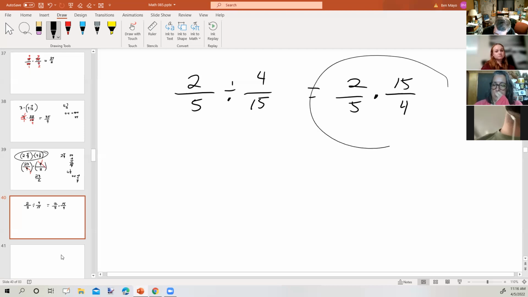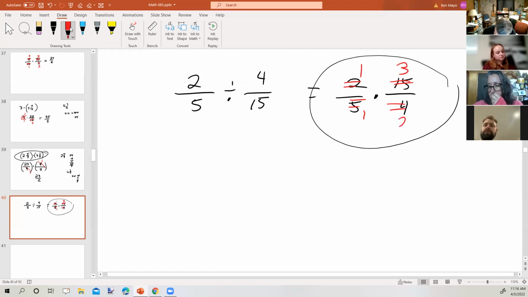Once you've got it as a multiplication problem, then you go back and do what we've been doing for the last 20 minutes. You multiply straight across, you pre-reduce when you can. 15/5 reduces to 3/1. 2/4 reduces to 1/2. Final answer, 3/2. So dividing by a fraction is like multiplying by its reciprocal. Okay?